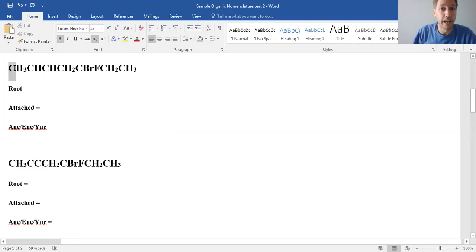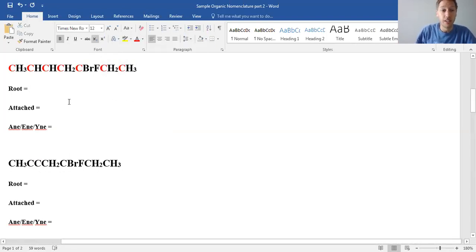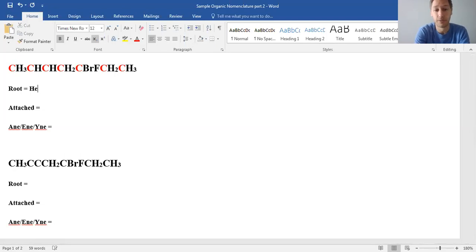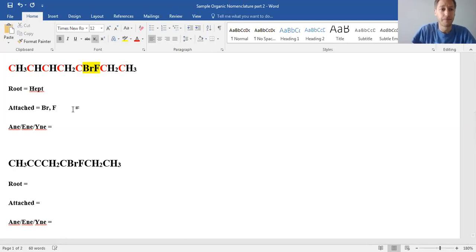Next one, let's do it again. First, we're going to find out how long our chain is. 1 carbon, 2 carbons, 3 carbons, 4 carbons, 5, 6, 7. So this time we have 7 carbons. So the root is going to be hept. What's attached to it? Again, we see that we have bromine and fluorine attached, a Br and an F.